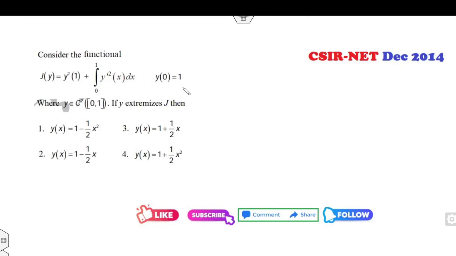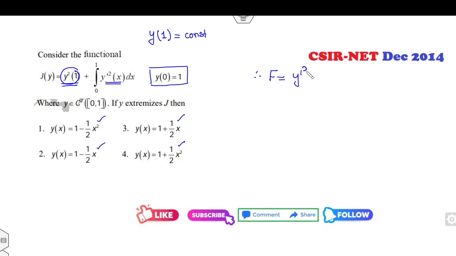Look at the second case. Whenever there is a question related to the initial condition, always apply this initial condition to the given options. Is it satisfied? Yes. y of 0 is 1, satisfied. Now you can see the value of y1 is my constant. So your capital F is only y dash square, and clearly this is independent of x and y. Once this is independent of x and y, what will be my solution? Solution is ax plus b.